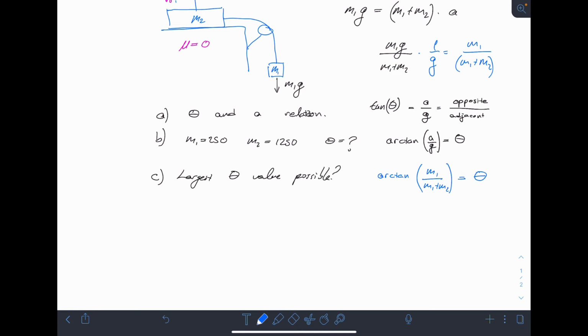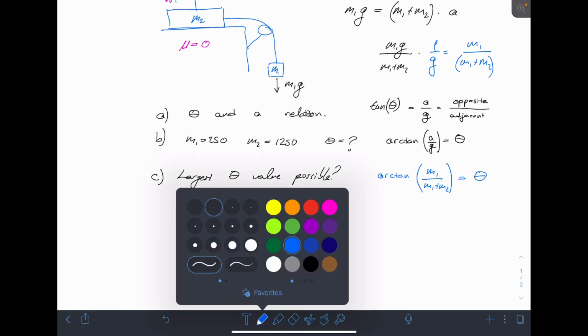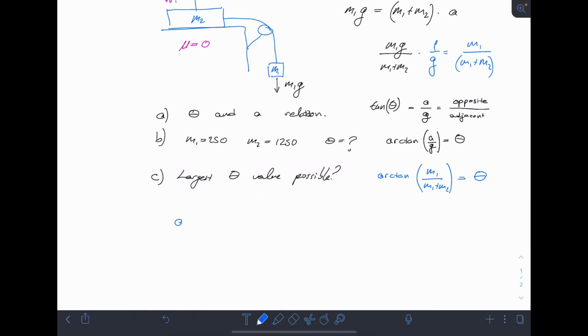So using this, we can move on to question 2. We will just plug in the numbers. Arctan 250 divided by 1500. And this gives us theta.